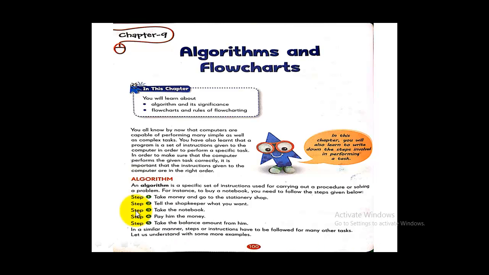Algorithm. Now let's see here what are the steps and how to write an algorithm. Now step number one, the first step we have to do is take money. Now because without money we cannot buy notebooks.